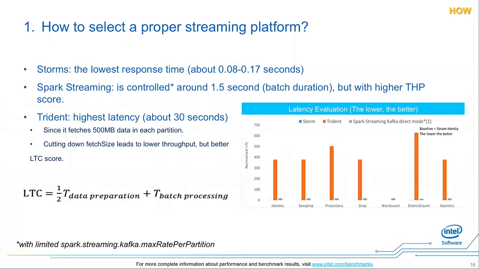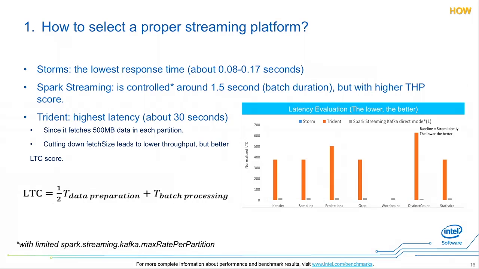For most of the workloads, it can finish in sub-second. And we also find if we increase that maximum spot pending number, we can have a higher throughput number, but the latency number will be increased also. And for Spark Streaming, since we control the batch duration as 1 second, the total latency is about 1.5 seconds for each batch.